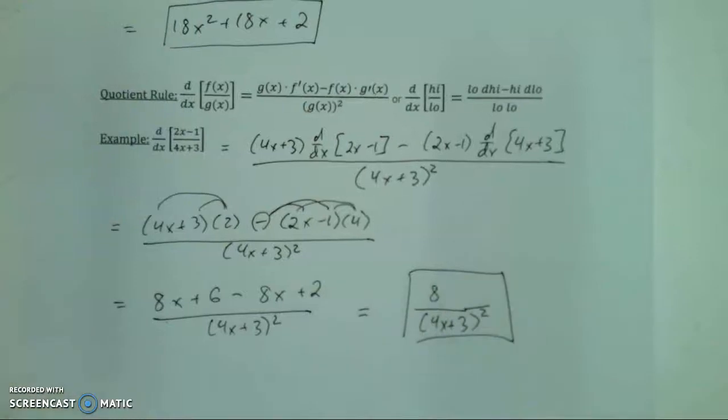You'll notice I left my denominator as a quantity squared. I will not expect that you square that out. It is perfectly okay to leave it in that form. And that is my quotient rule.